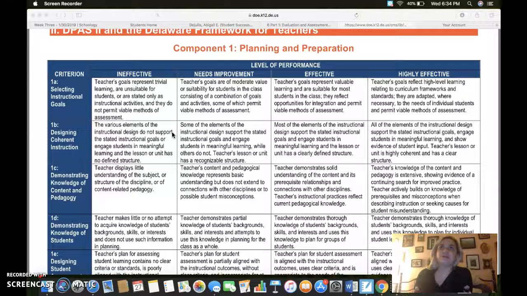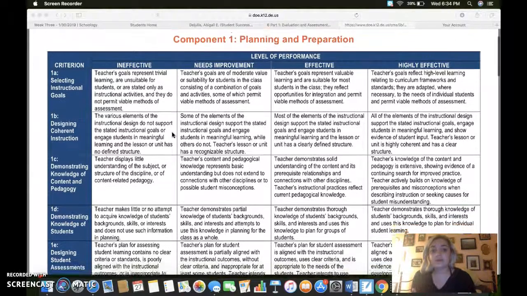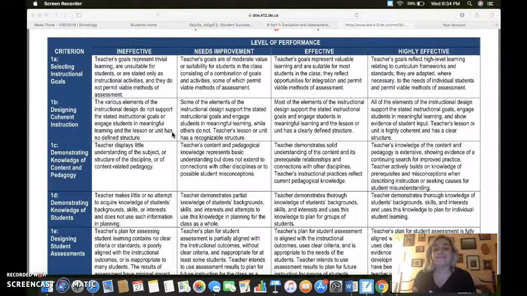For planning and preparation, I consider this to be your effectiveness in how you're able to prepare your lessons and efficiently teach them, essentially. I mean, a good lesson is one that's well prepared. You can't walk into a classroom and not have any of your stuff together and expect to have a good lesson plan. So if you were to fall into the highly effective category, you're setting your goals and meeting them. You're designing coherent instruction, which is important because if it's all over the place and you're not even understanding it, there's no way a student who's never heard this information before will understand it as well.